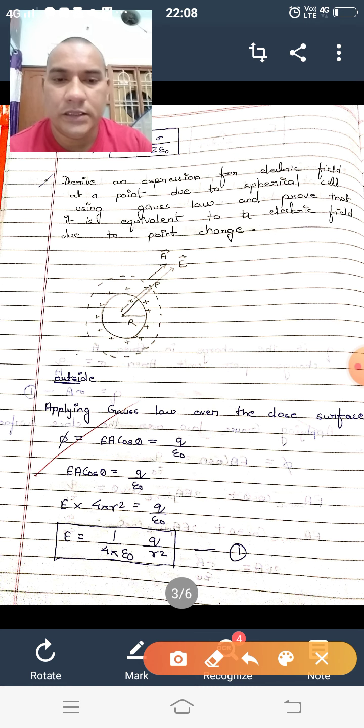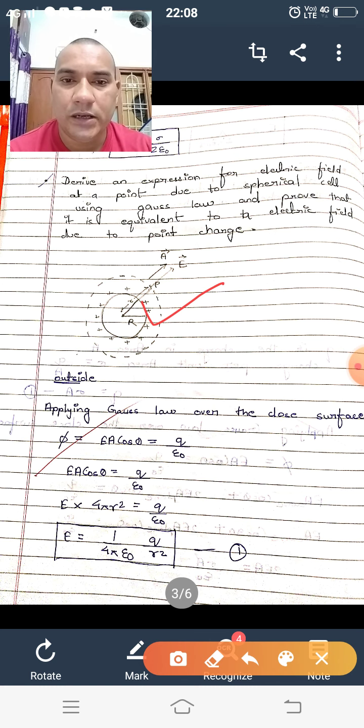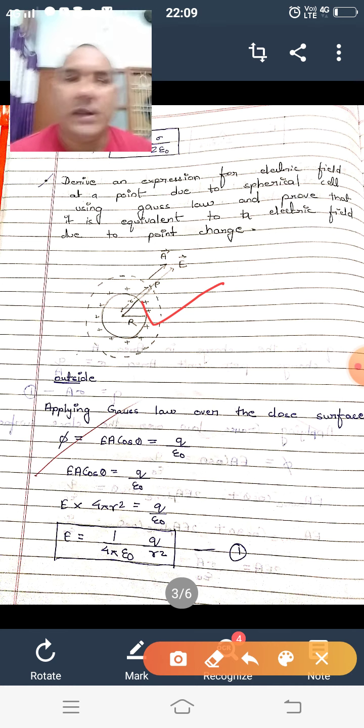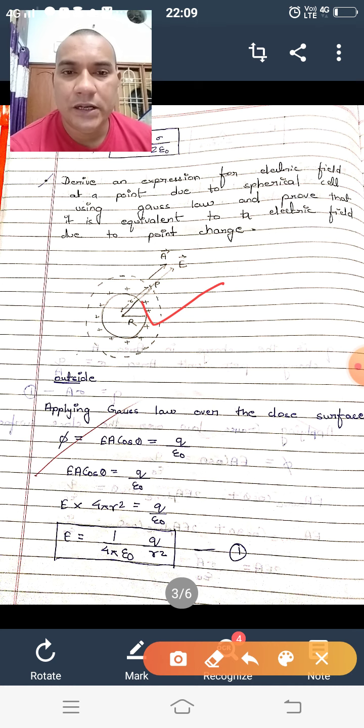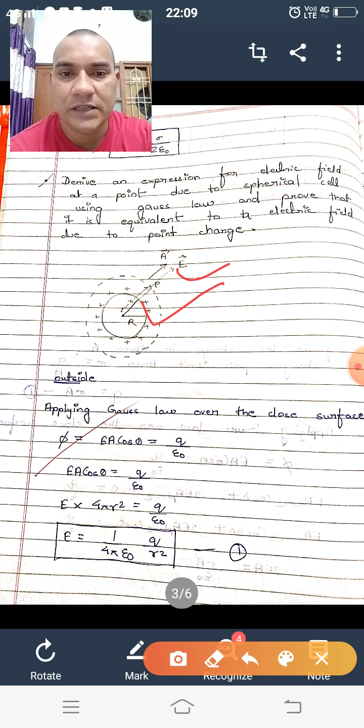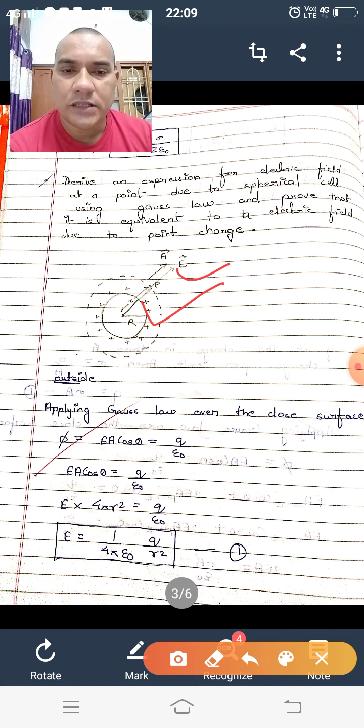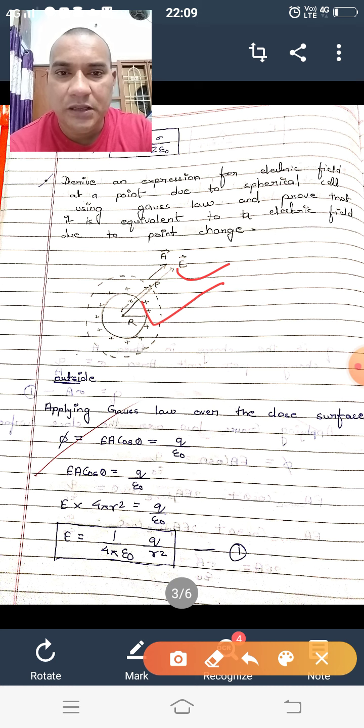So suppose this is a spherical shell of radius capital R, and here the charge is distributed uniformly, and we have to find out the electric field due to the spherical shell in three regions: outside the shell, that is, point P is outside, on the surface, and inside. So first of all, let us find out the electric field outside the spherical shell. So this is the point P, which is outside the spherical shell.